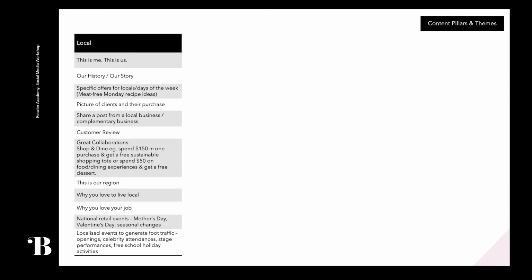It could be posting from other complementary businesses around you. So we've just had Mother's Day, for example. You might be able to say, here's a restaurant voucher coupled with a beauty voucher and put it together, and it's a wonderful Mother's Day pack. So it's actually shouting out and posting from other people.